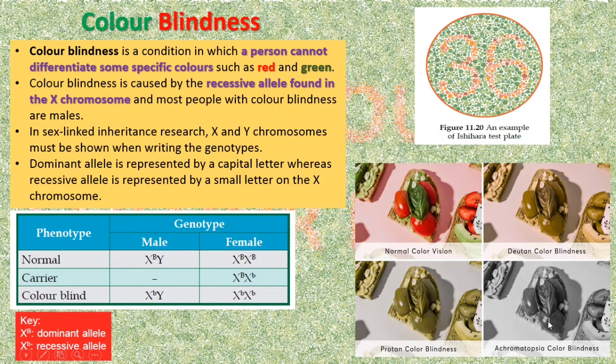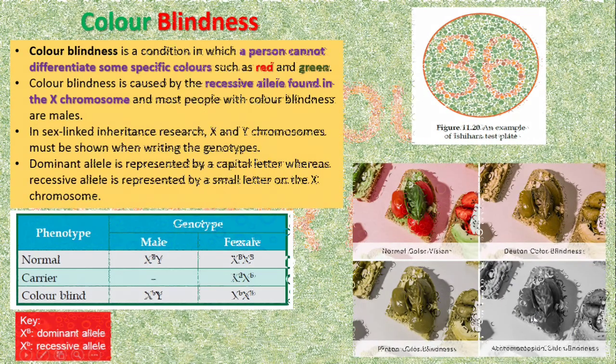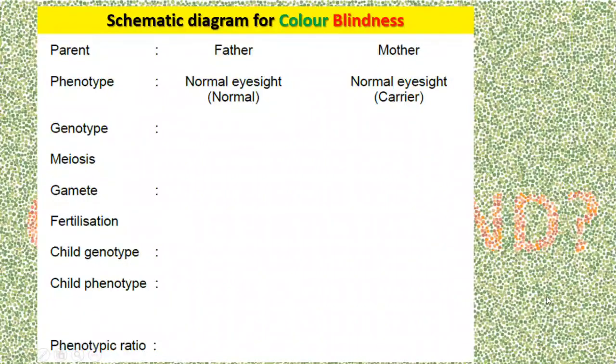Okay, father normal eyesight, normal. Mother normal eyesight, carrier. So genotype for normal father is X capital B Y, and mother is carrier, X capital B X small b. So after meiosis, father will produce X capital B, B besar, Y, and mother will produce X capital B and X small b.